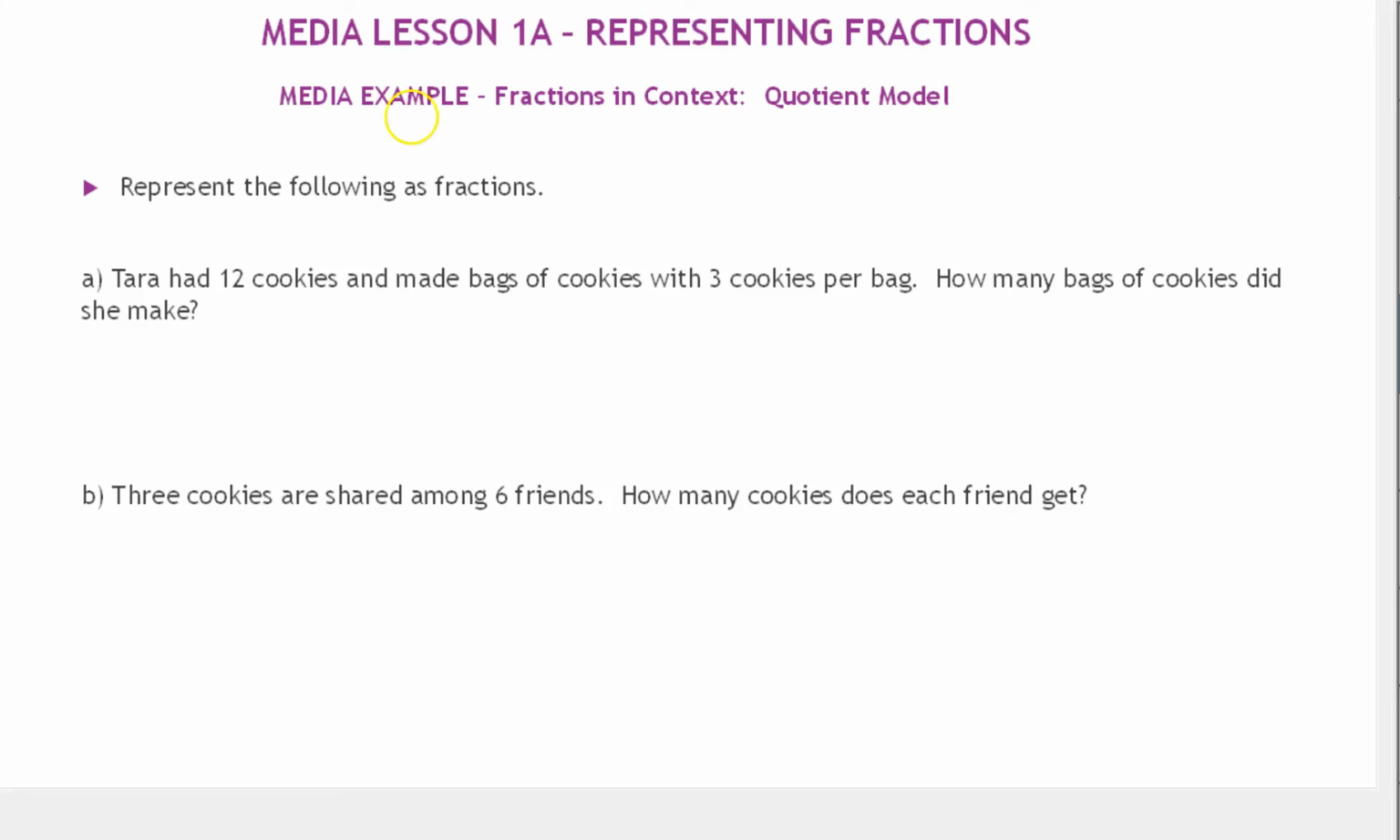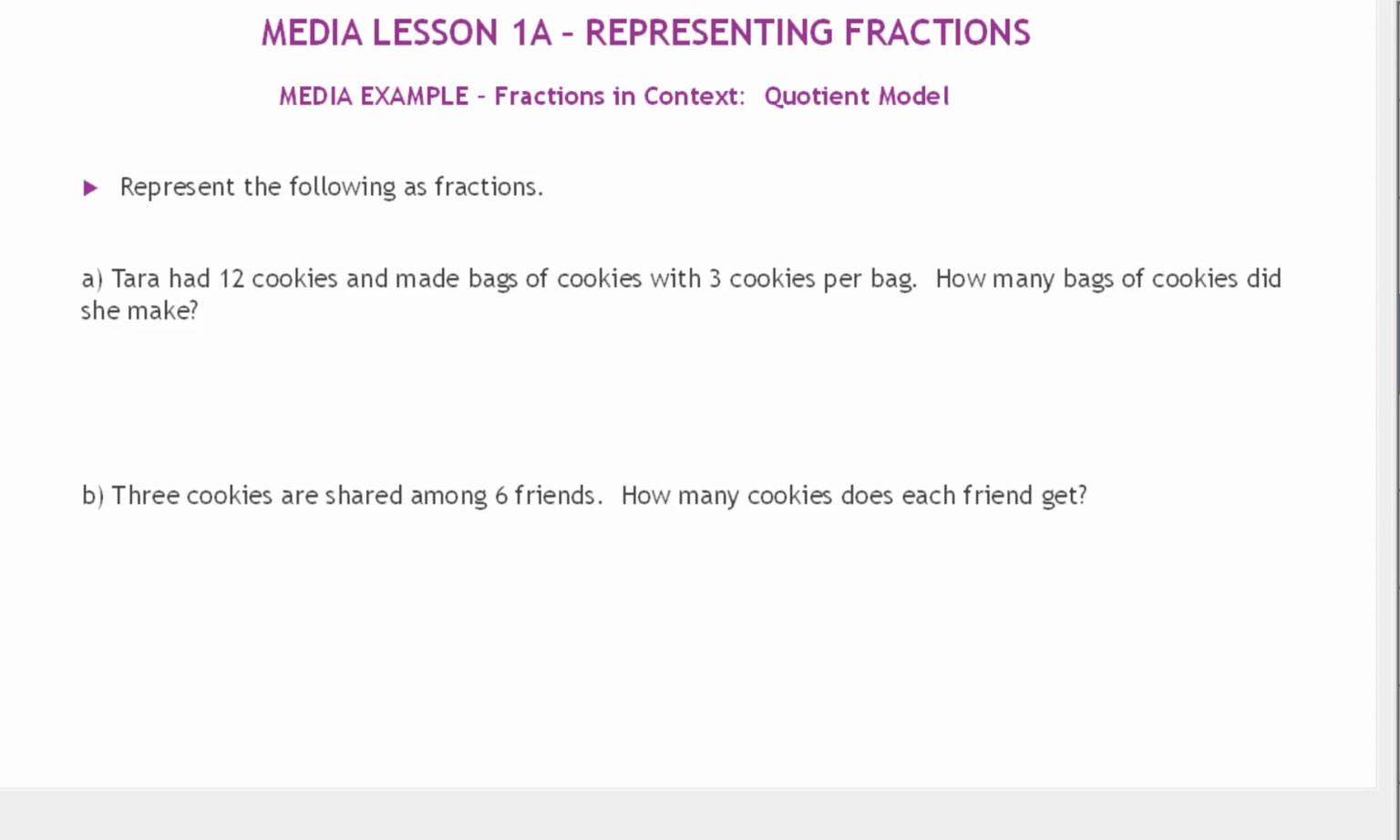This is our first video about fractions in context, and we're going to look at the quotient model. We're going to look at 5 different models of fractions in context that correspond to the different types of words we use to represent fractions from the last video. Our directions are to represent the following as fractions, just like we did in the last problems, but I also want you to listen carefully and really think about how these are representing fractions in different ways.